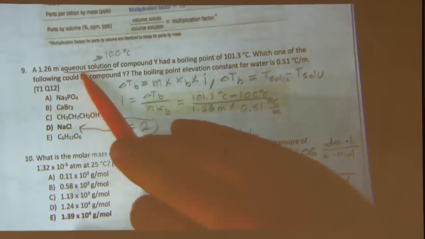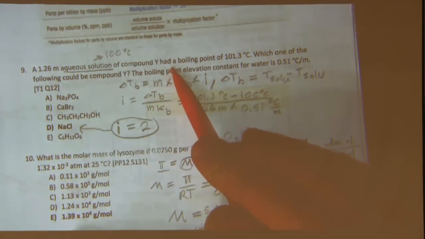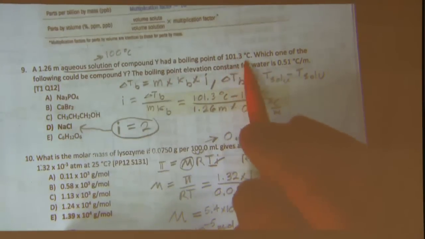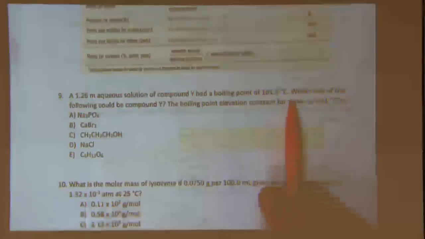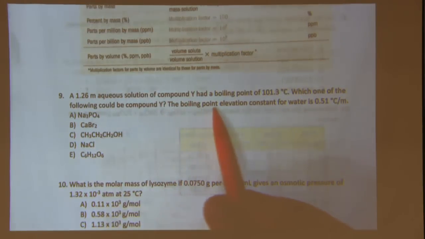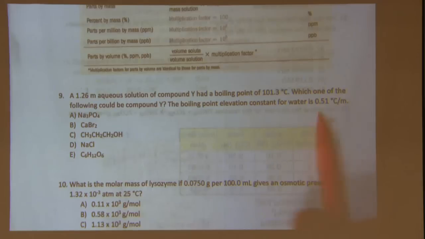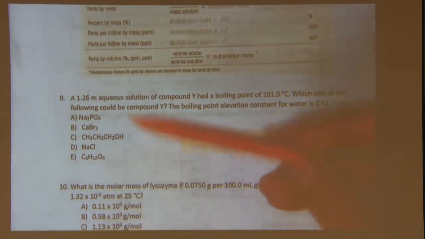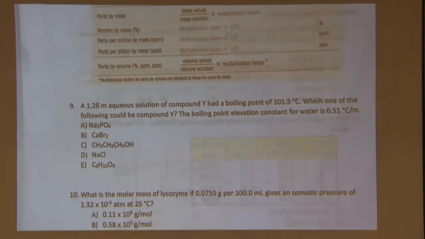Here, for this problem, it says that we have a certain molality of compound Y, and it has a boiling point of 101.3. I'm going to really quickly take the other sheets so we don't have the answers yet. It says, which one of the following could be compound Y? The boiling point elevation constant for water is given. So it's asking which compound could be compound Y. It doesn't tell us anything about what it is, and that's our goal. We're trying to find out what it is.